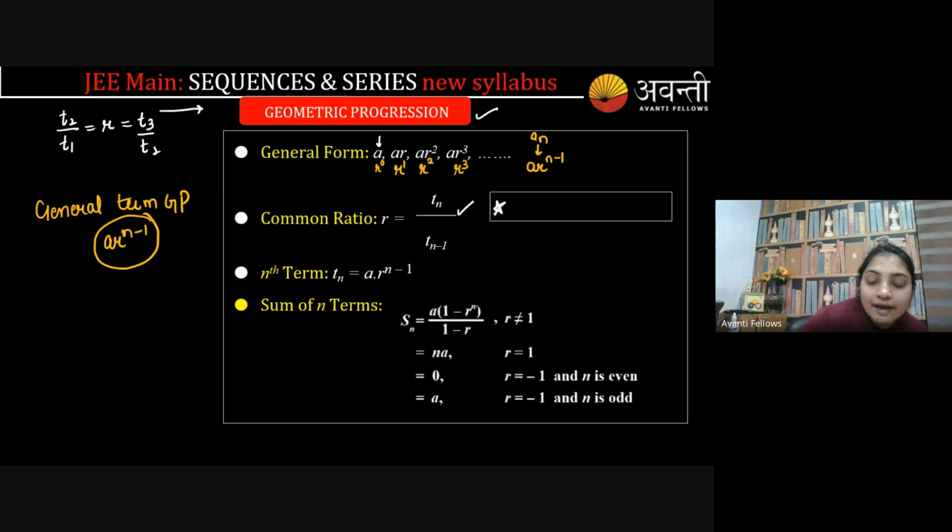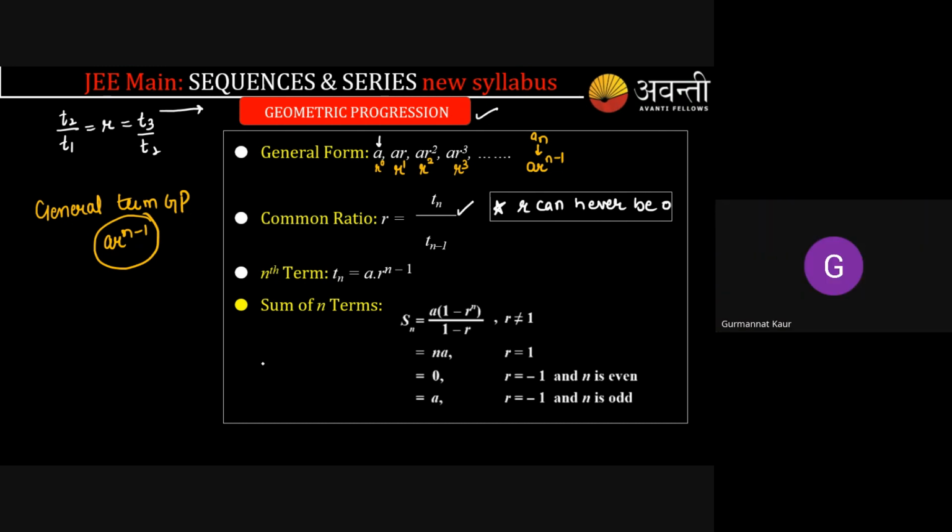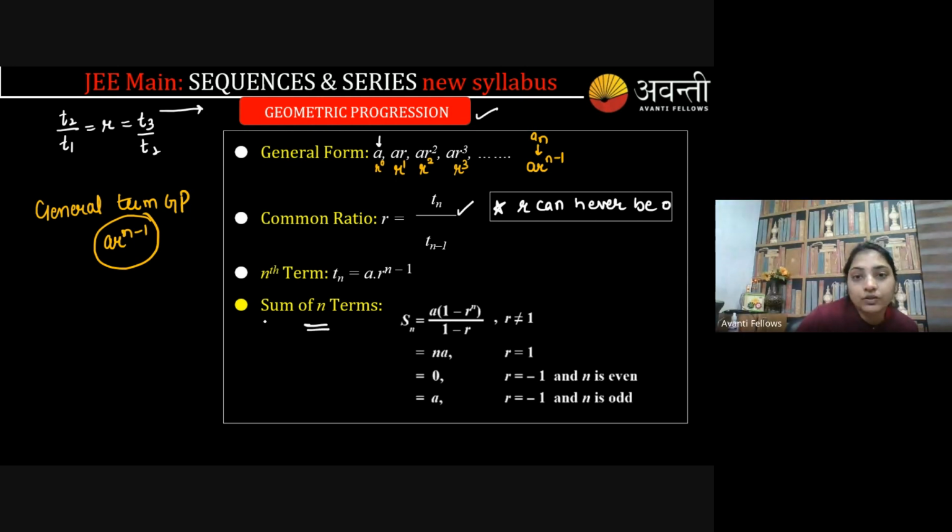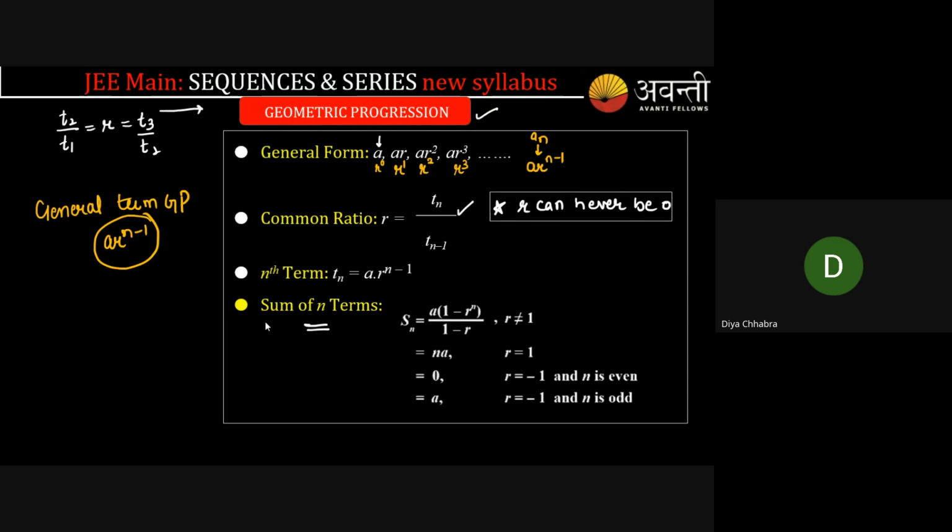Must note that r can never be 0. Got it? Or you can say no term will be 0. GP का कोई भी term 0 नहीं होता. Got it? Yes, ma'am. जीपी में कोई भी टर्म 0 नहीं होता. ठीक है.